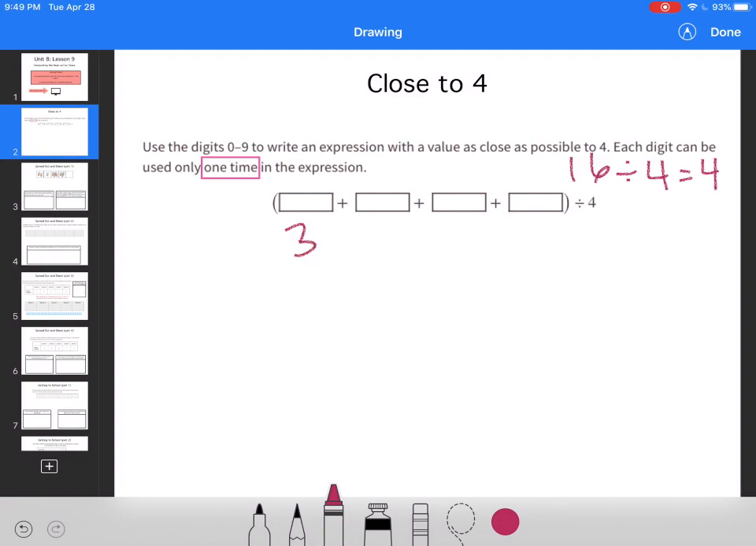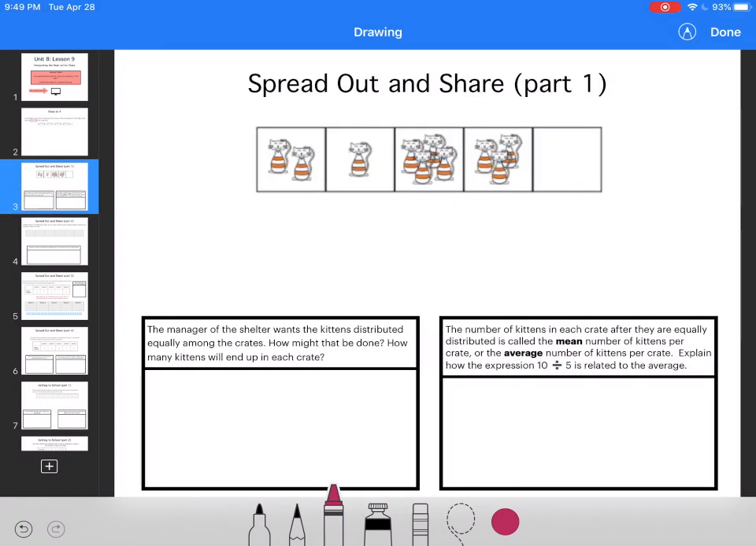and I'm going to use different digits. So 3 plus 5 is 8. So if I'm trying to think of other digits that equal 8, I would do 7 and 1. And 8 and 8 is 16, so I know that this is going to work. So when I add all that up, 16 divided by 4 is 4. So now I'm going to take a look at kittens.